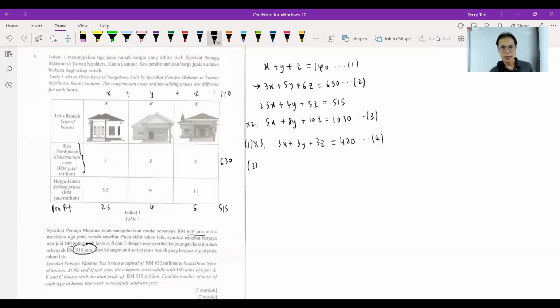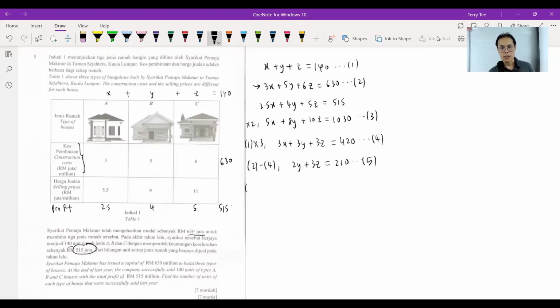Now let's take equation 4 minus equation 2, or 2 minus 4. I think 2 minus 4 is easier, right? 3x minus 3x disappear. 5y minus 3y is 2y. 6z minus 3z is 3z. So 630 minus 420, this is 210. We'll call this equation number 5.